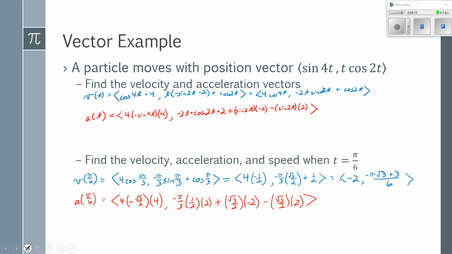And then finally, for speed, at t equals pi over 6, I am going to do the Pythagorean theorem on my velocity. So I have the square root of the x component squared plus the y component squared. And I am not going to simplify that. That is my speed.